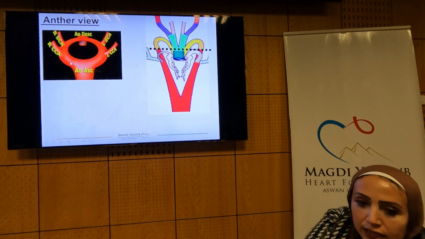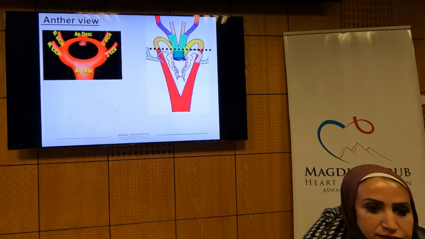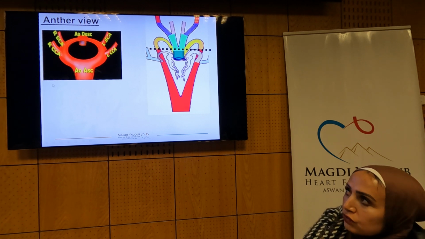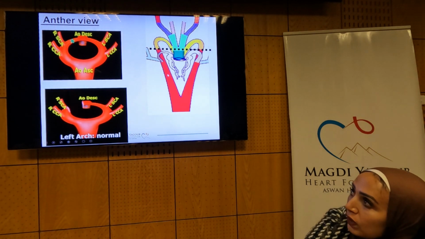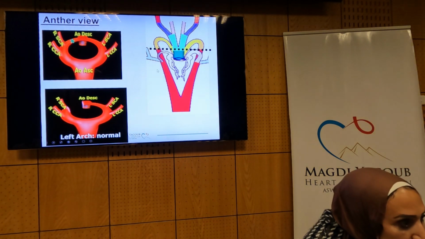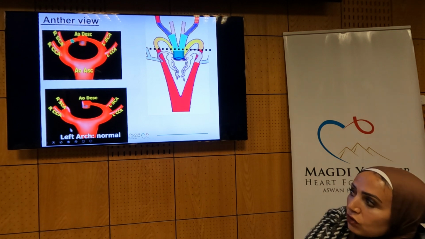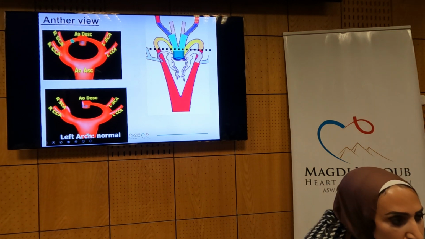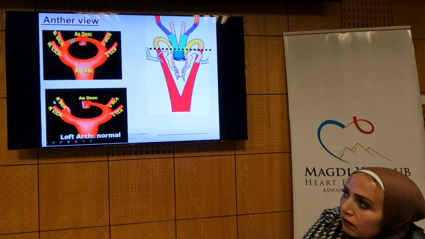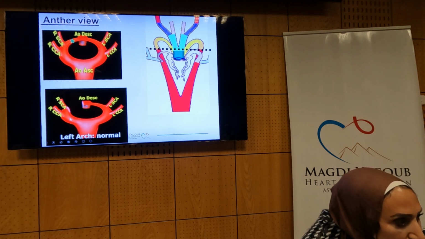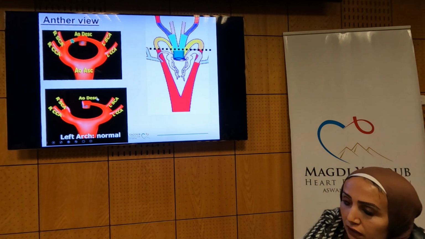So if you would like to have the normal left-sided aortic arch, what should happen, as we said, is that this one will disappear from the story. So we will have the ascending aorta, we will have the brachiocephalic giving the right carotid and right subclavian, and we will have left carotid and left subclavian, and we have the ascending aorta. So we have here the left aortic arch.